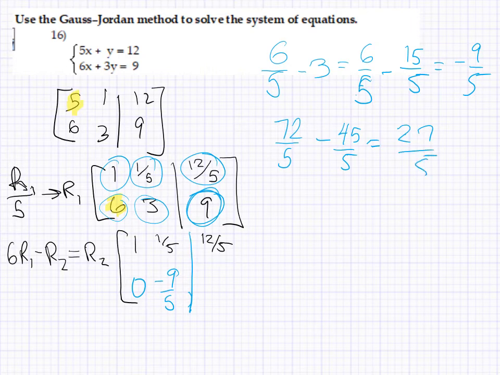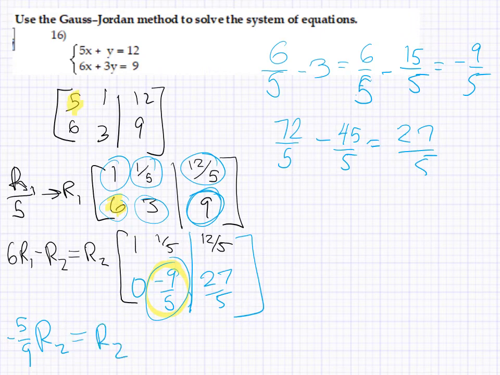So that'll be the new value here. Okay. All right. Last thing we want to do is we want to get this number here to be a 1. Well, if I take row 2 and I multiply it by a negative 5/9, the reciprocal of this number, that will give me my new row 2, and therefore that's going to make this a 1. So what do I have?